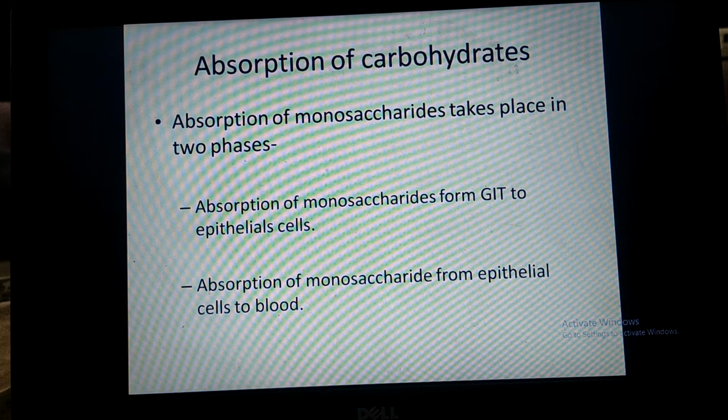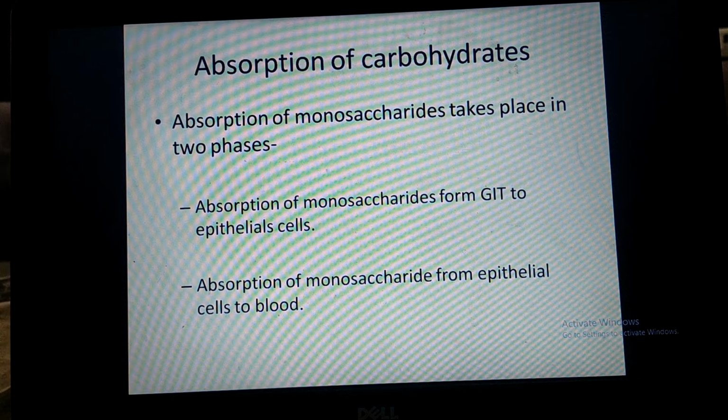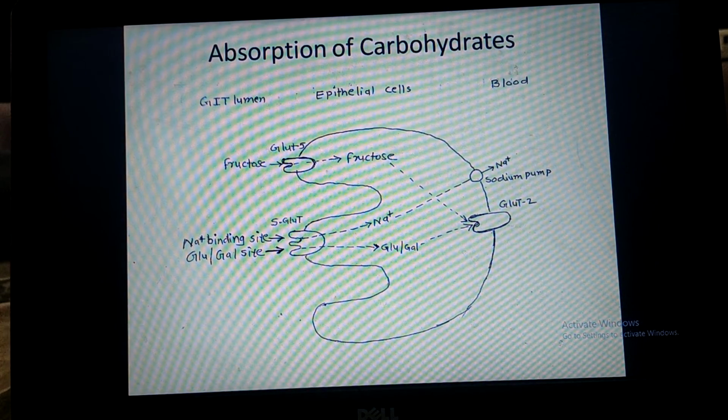Now come to absorption of carbohydrates or absorption of monosaccharides properly. Absorption of monosaccharides takes place in two phases. In the first phase, monosaccharides are absorbed from gastrointestinal lumen into epithelial cell, and in the second phase, they are absorbed from epithelial cell into the capillary. This figure shows the diagrammatic representation of absorption of monosaccharides. First GIT lumen to epithelial cell and from epithelial cell to blood.